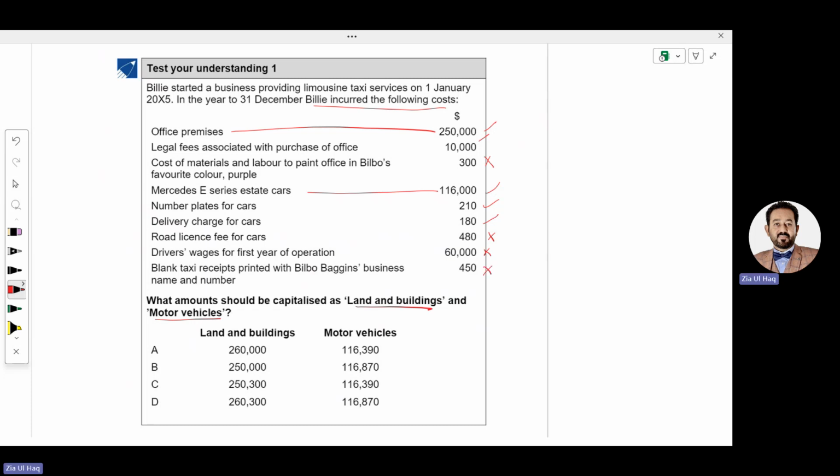So what is the cost of land and building? 250 plus 10, 260. What is the option for 260? C. What is the motor vehicle cost? Is that 116,390? Yes. Add these three.